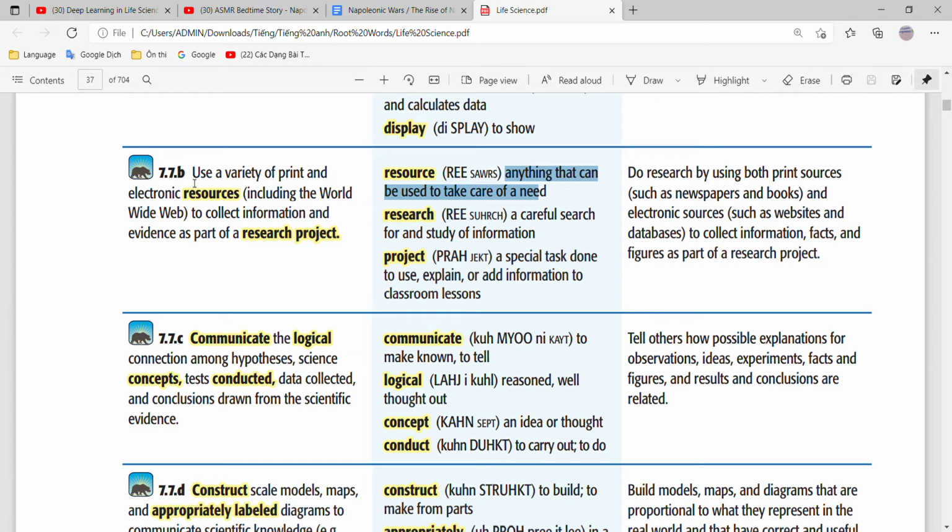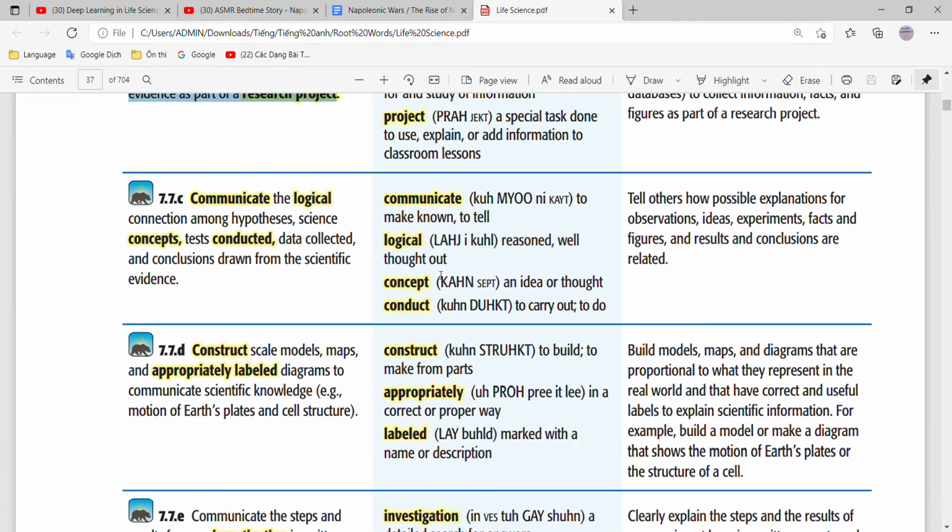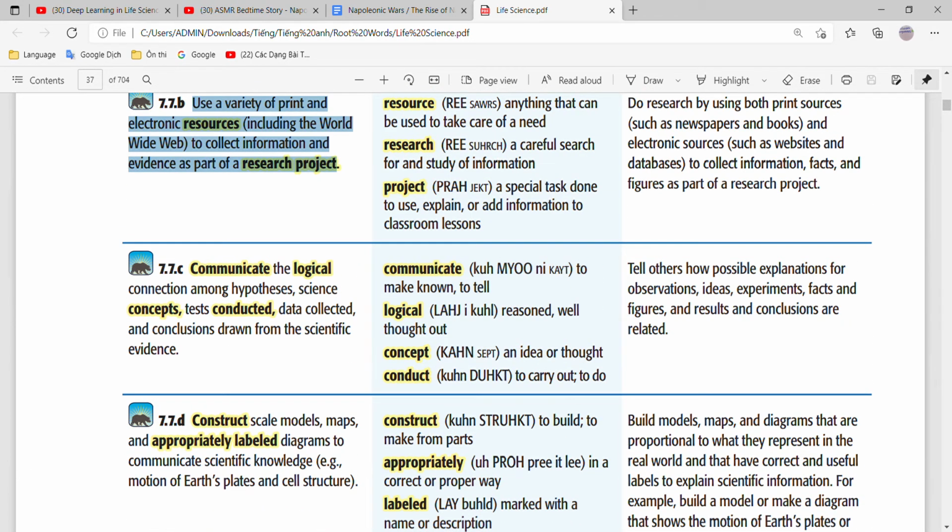So this means to research by using print sources, such as a newspaper or book, and electronic sources, such as a website or database, to collect information, facts, and figures as part of a research project. Okay, that's great.